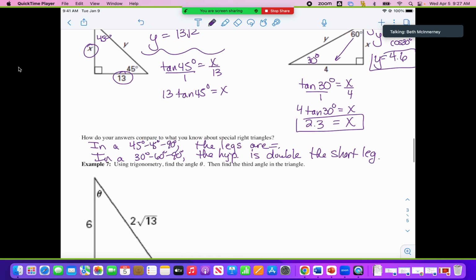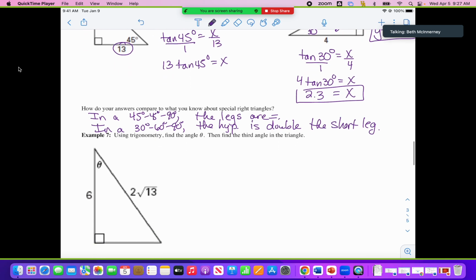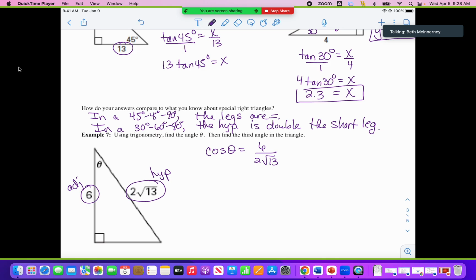All right, in example 7, it says, using trigonometry, find angle theta, and then find the third angle in the triangle. So from theta, this is the adjacent, and this 2 square root 3 is the hypotenuse. So what trig function from sine, cosine, tangent, SOHCAHTOA would I use? Cosine. So you're going to write cosine theta equals 6 over 2 square root 3.